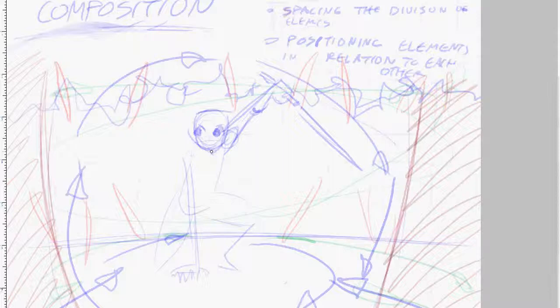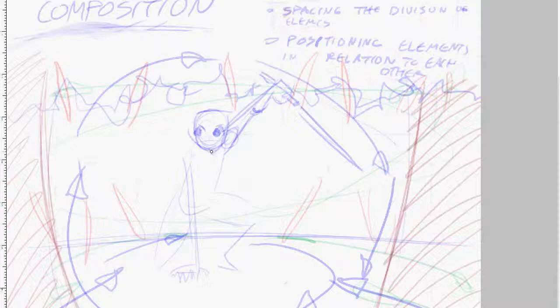compositional settings, arrangements. When you arrange the characters, are they on equal footing? Is one character taller? Is one character shorter? What angle are you aiming at the character at? Are you looking up at the character? Are you looking down from the character? Are you looking straight at the characters? All sorts of things like that.